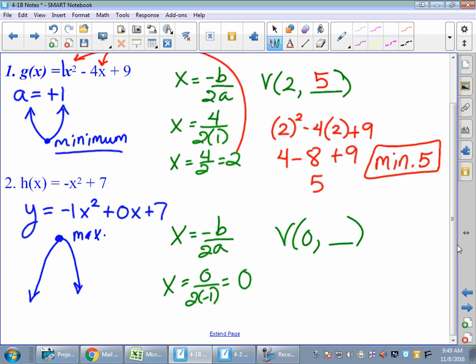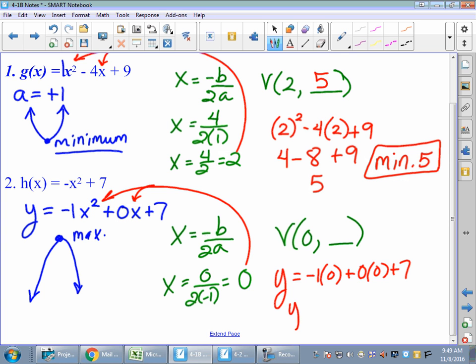To find that y coordinate, I plug 0 in for x into the function everywhere I see it. So y is equal to -1 times 0 plus 0 times 0 plus 7. And in this case, everything's going to disappear, and my maximum value is also my y-intercept. It's 7. So the max value here is 7.